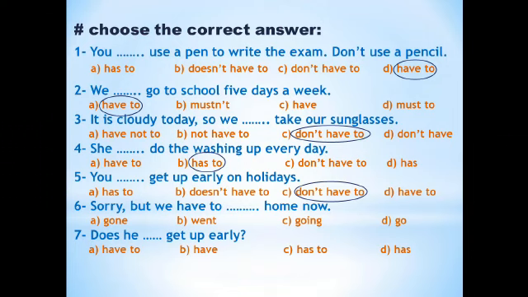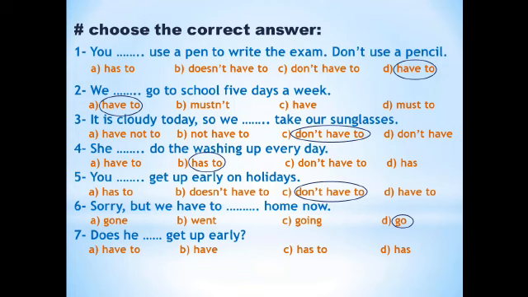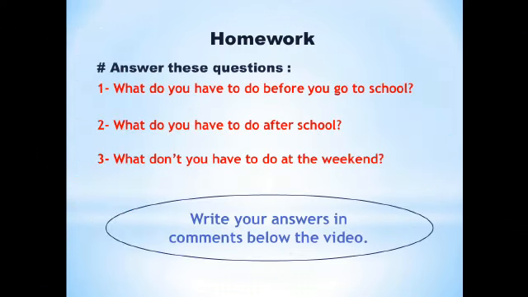Sorry, but we have to go home now. We said that have to is followed by infinitive, so we will use go. Excellent. The last one, does he have to? Does or do is followed by infinitive, so does he have to? We don't say does he has to. It's wrong. Does and do are followed by infinitive.